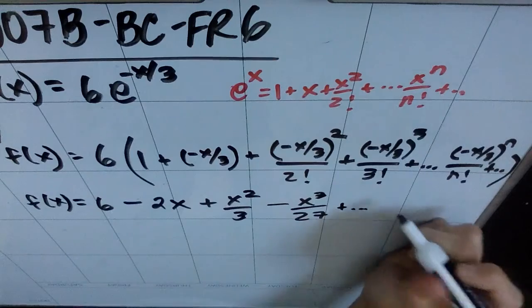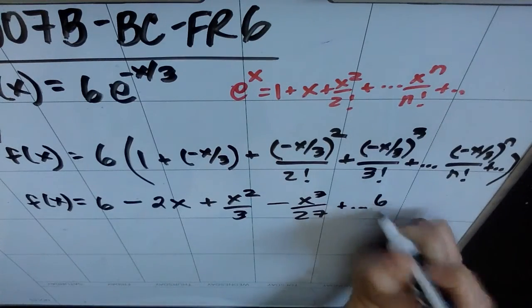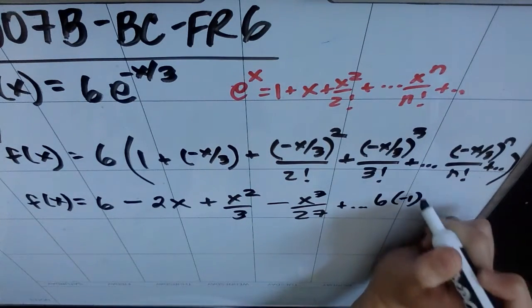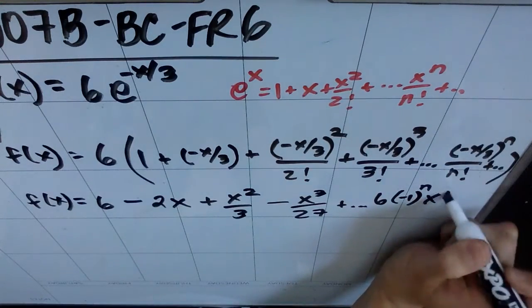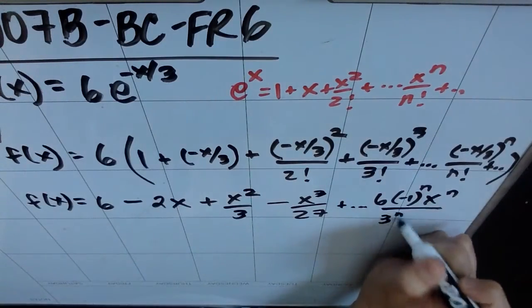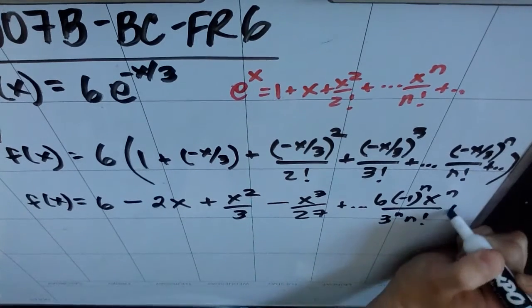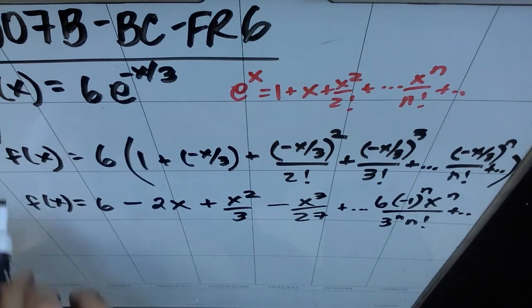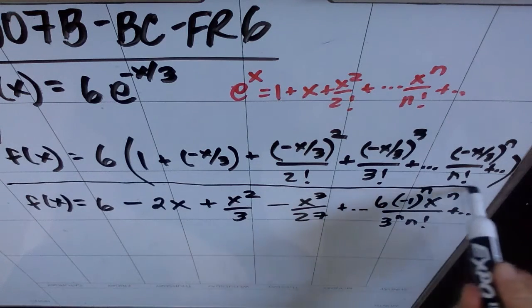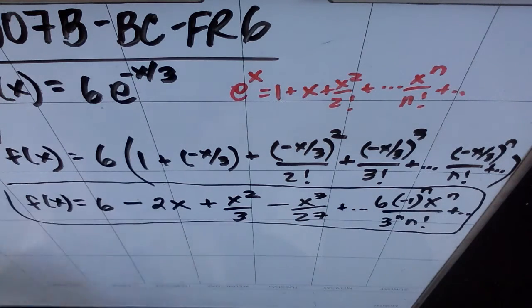Plus ... Down the road, I'm going to end up with a 6, a negative 1 to the n, because that's what I'm going to do to that negative on the x. An x to the n. And on the bottom, I'm going to have a 3 to the n and an n factorial. That's what my nth term is going to look like. And you do want to split that negative 1 from the x because it just makes life a little bit easier. All right, cool. So that's my first four terms and my general term for the Taylor series about x equals 0 for this f of x.